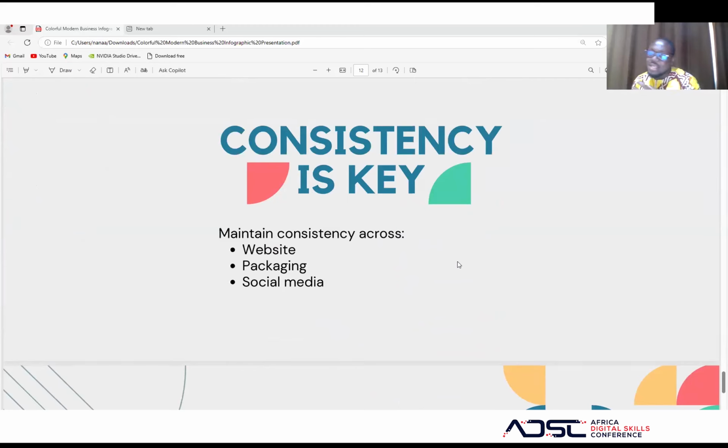Now, my next slide is: consistency is key. For this one, I'm going to use Google as an example. When you see Google, Google is a product, right? And it's got other products in there. The colors they use are red, blue, green, and yellow. These are the four major colors Google uses.